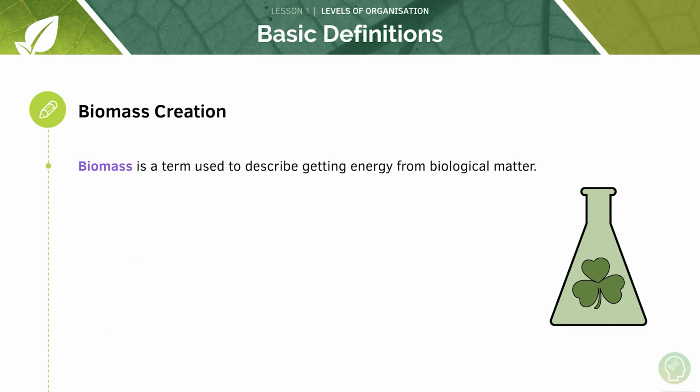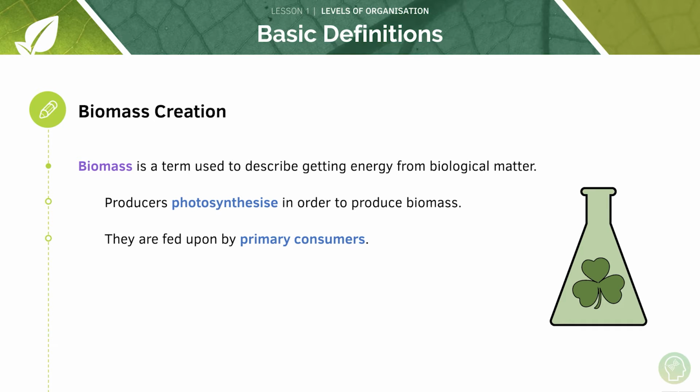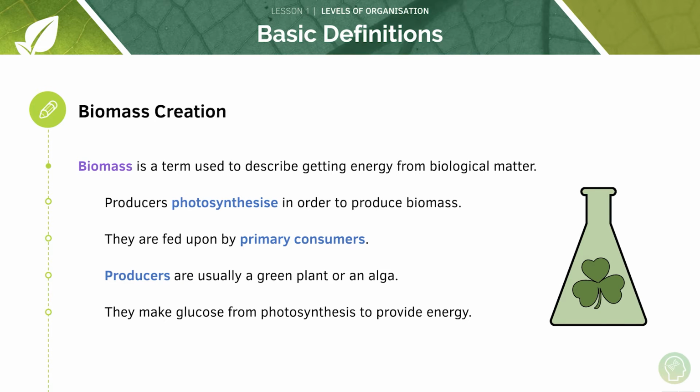So biomass is a term we've already come across in a previous tutorial, but just to recap, it's used to describe getting energy from biological matter. So producers photosynthesize in order to produce biomass. They are fed upon by primary consumers. Now remember, producers are usually a green plant or an alga, and they make glucose from photosynthesis to provide energy.